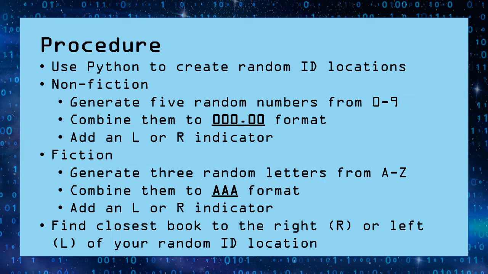Now with either of these, I'm going to find the closest book to the right or left of that random ID location. So if a number, say, is 900, I'd look it up, and then there's probably not going to be a book that's exactly 900. So depending on if I have an L or R, I'll look immediately to the right or the left to get the book.